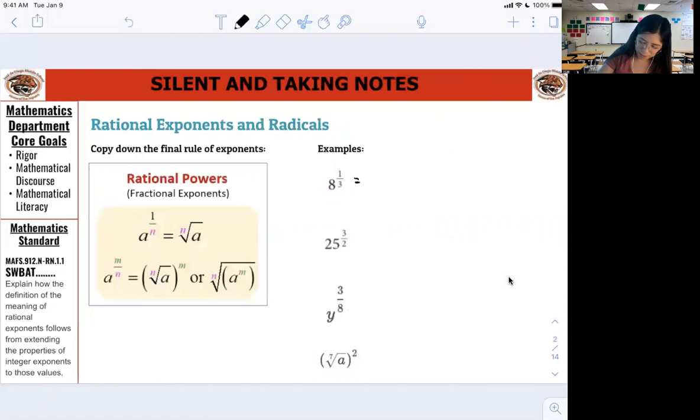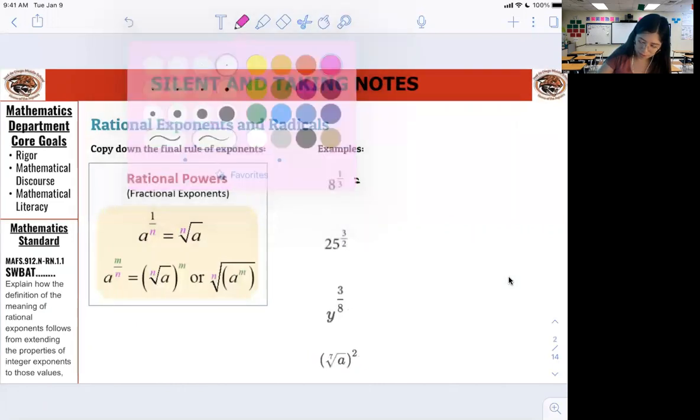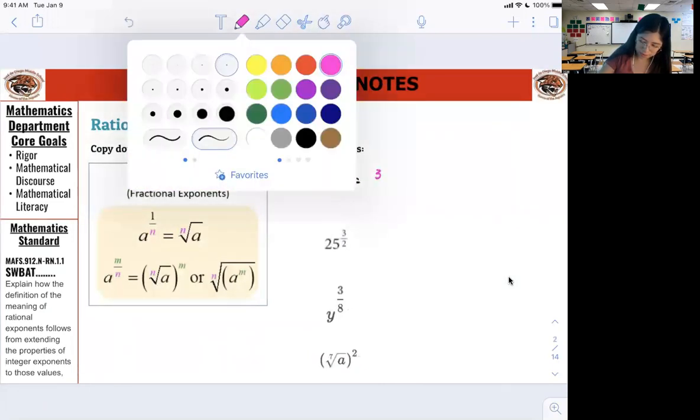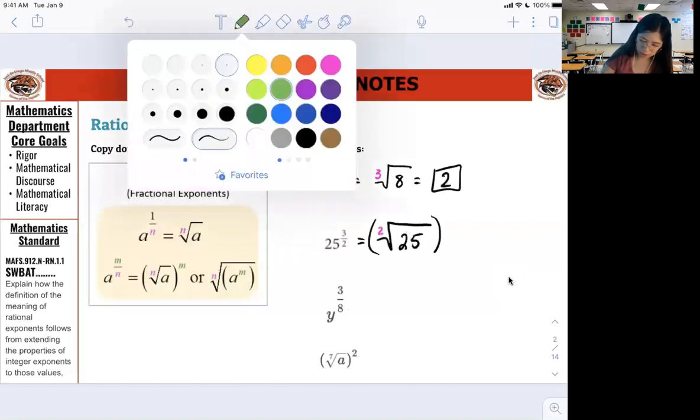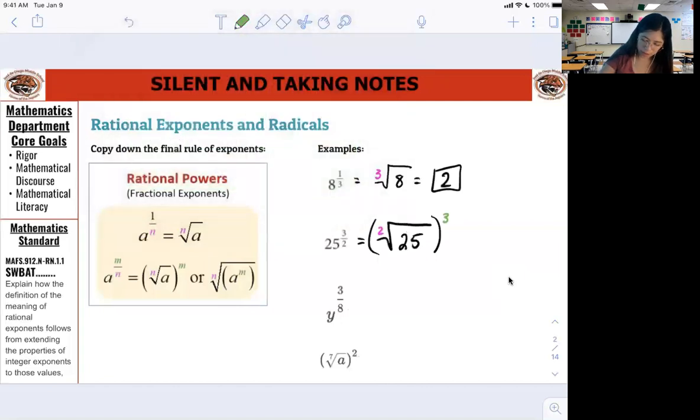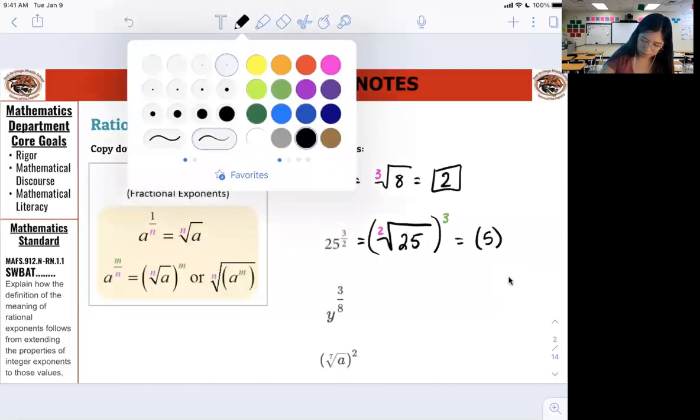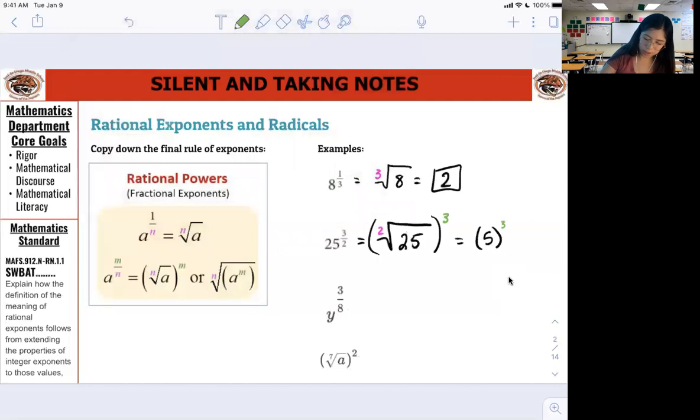True. So this one was the cube root of 8, which is 2. And then that was the square root of 25 to the third power, which is 5 to the power of 3, which is 125.